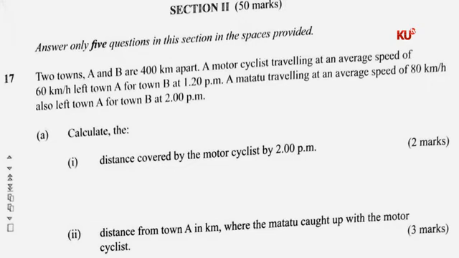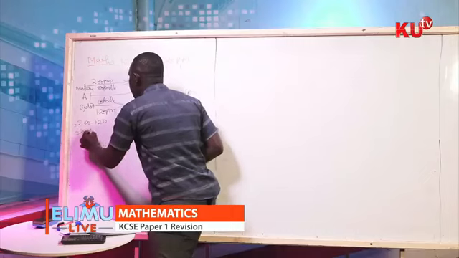p.m. So the question is, calculate the distance moved by the motorcyclist by 2 p.m. This cyclist began the journey at 1:20 p.m. So they want, by 2 p.m., how far had this cyclist gone? First of all, let's get the time taken, between 1:20 p.m. and 2 p.m. That is 2:00 less 1:20, so you get 40 minutes.